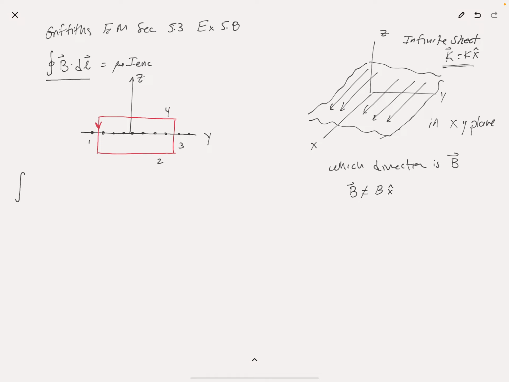So the total closed path integral is equal to the integral of B along 1, plus B along 2, plus 3, plus 4.